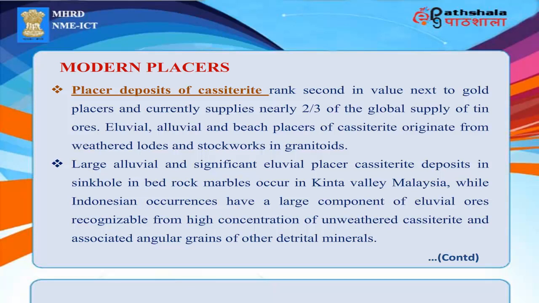Placer deposits of cassiterite rank second in value next to gold placers and currently supply nearly 2/3 of the global supply of tin ores. Alluvial and beach placers of cassiterite originate from weathered lodes and stockworks in granitoids. Large and significant alluvial cassiterite deposits in sinkholes in bedrock marbles occur in Kinta Valley, Malaysia, while Indonesian occurrences have a large component of alluvial ores, recognizable from high concentration of unweathered cassiterite and associated angular grains of other detrital minerals.